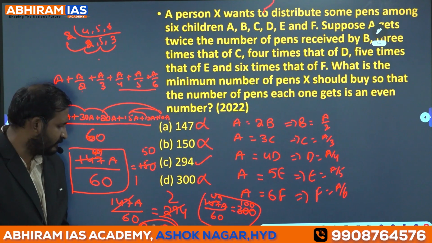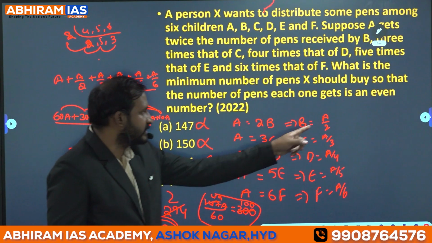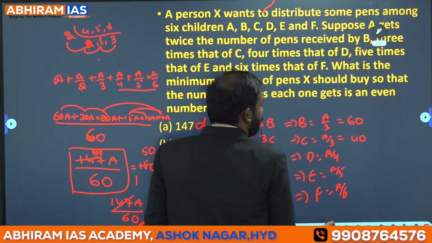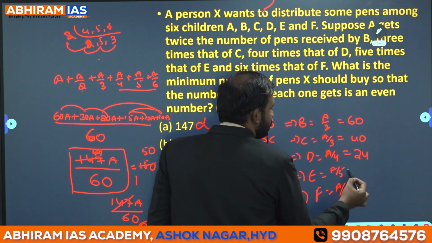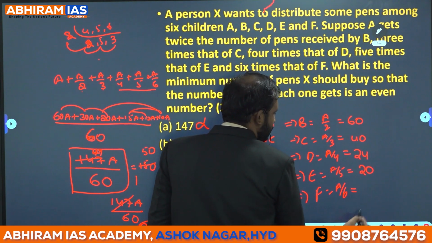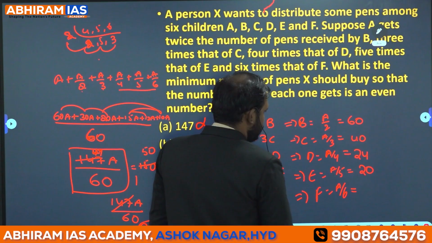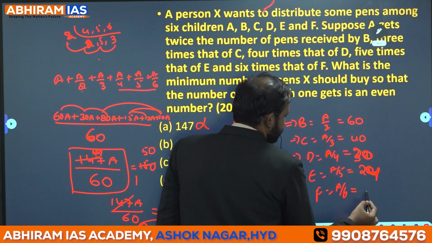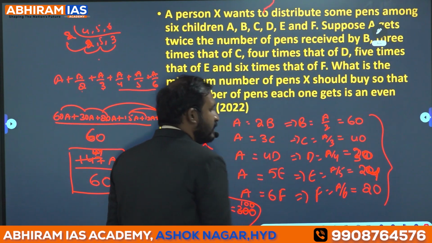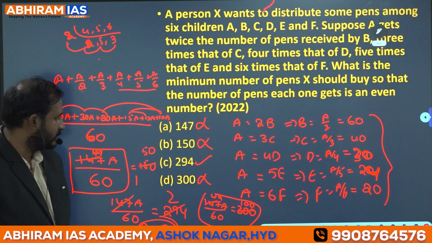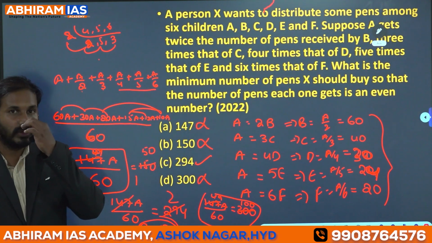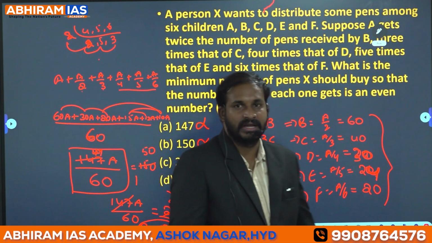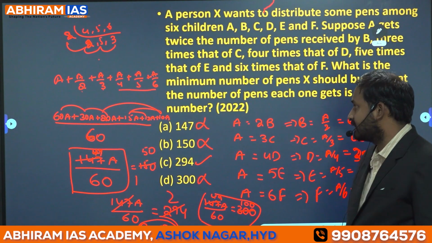To verify it once, the value of A we got is 120. If I substitute here, what is the B value? 60. If I substitute here, what is the B value? 40. What is the B value in this case? 30. What is the B value here? 24. And 20 here. So all are even values only, right? Everyone will get an even number. So that means our answer here will become 294. 294 will be the answer for us in this case.